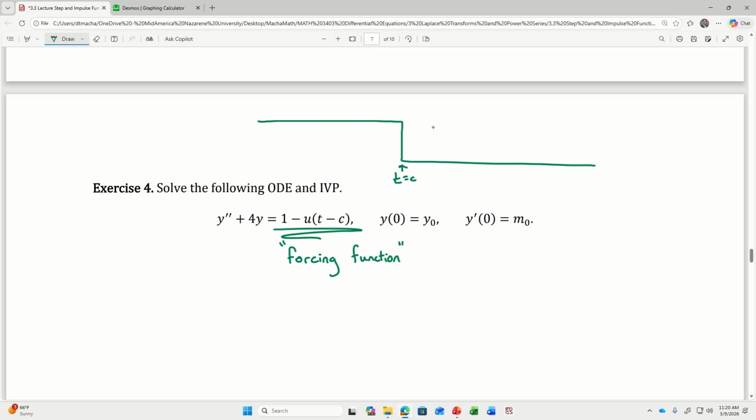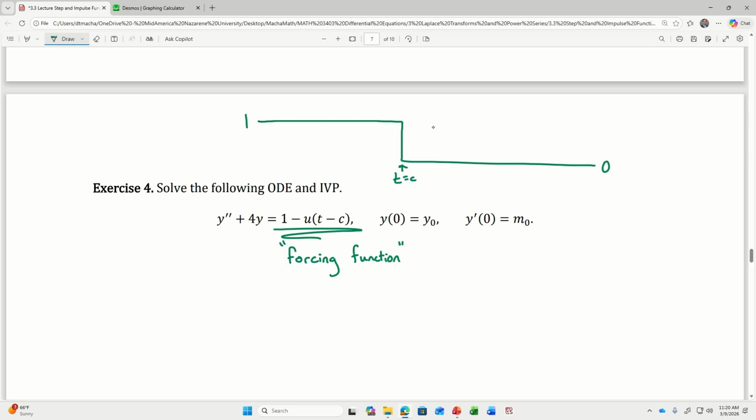Because a step function is where it's 0 until you hit time t equals c, and then it steps up to 1, and then it continues. But if I have 1 minus a step, then it starts off at 1, and then at time t equals c, it goes down to 0. So that's what's happening. This system is getting some force applied to it continuously up until some time t equals c, and then we stop applying the force abruptly.